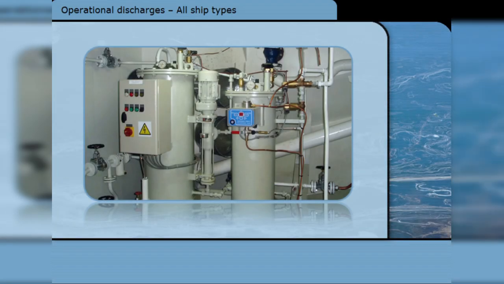Ships of any type may make operational discharges of oil. For example, discharges of oily bilge water, mainly those from machinery spaces, or discharges of water ballast carried in fuel tanks. Let us now look at the restrictions Annex 1 places on these in more detail.